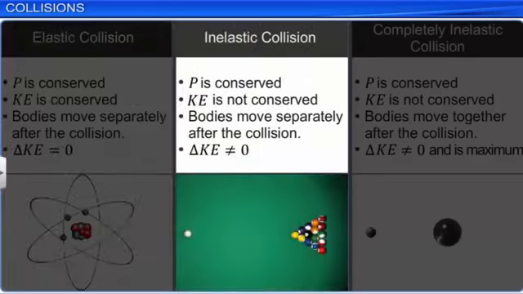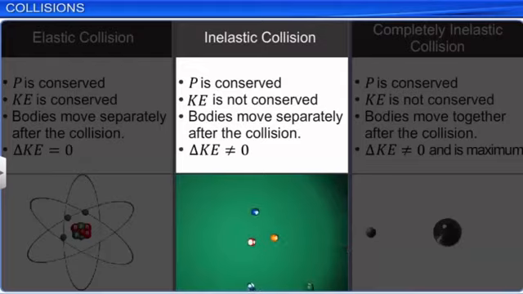In a collision, if only the total momentum of the colliding bodies is conserved and not the kinetic energy, and the colliding bodies move separately after the collision, then the collision is called an inelastic collision. There is some loss in kinetic energy of the system during this collision. This implies that delta Ke is not equal to 0. For example, the collision between billiard balls is an inelastic collision.